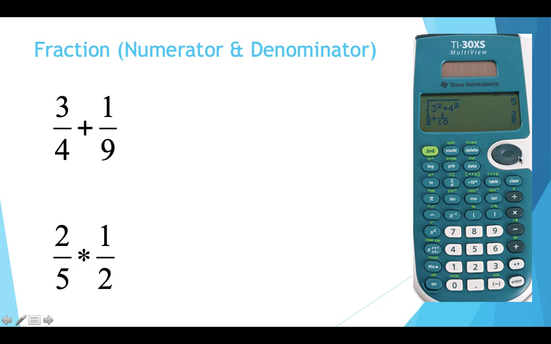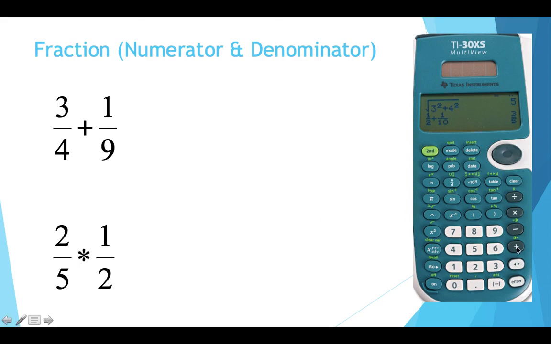So I hit over to the right to get out of that fraction, and then I'll say plus, and then I have to do it again. N over d, 1, and then down, and then 9, and then over. And then I'll hit enter. And when I do, I get 31 over 36.